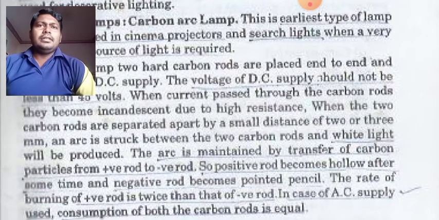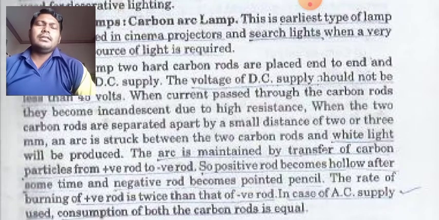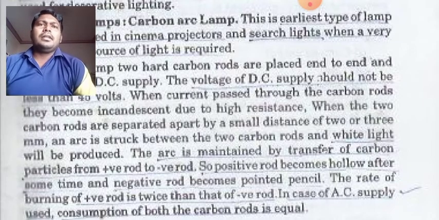So what will happen in this process? An arc will be struck. Exactly here also the same principle is involved. Here also we use a similar principle, and we strike an arc. This method is applicable only where the voltage is not less than 45 volts, and only at voltages greater than 45 volts can this carbon arc lamp be used.